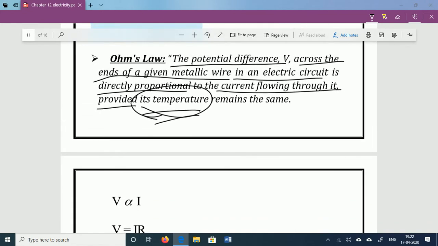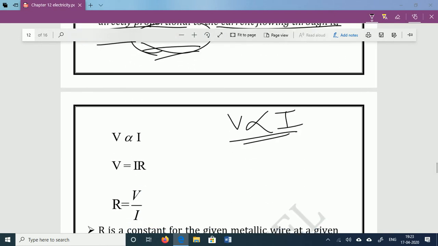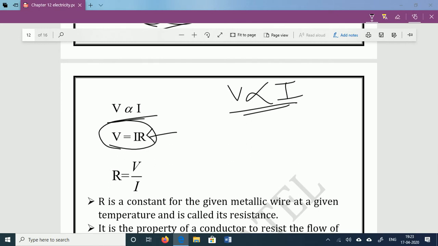On the basis of that statement, V is directly proportional to I, so we can write V proportional to I. If I want to remove the proportionality sign, there is a need to place a proportionality constant. So V is equal to I times R, where R is the proportionality constant given by Ohm. So V is equal to IR. If I make R the subject, R is equal to V upon I.